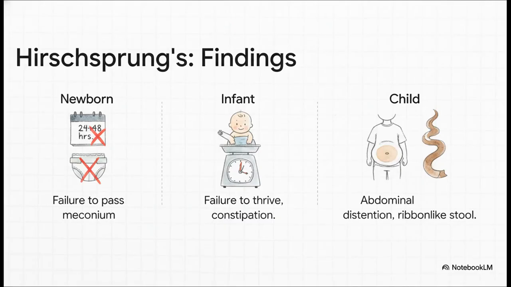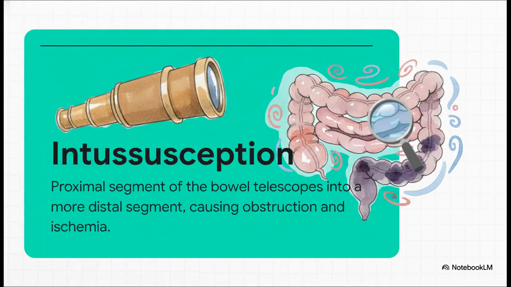How this looks really depends on how old the child is. In a brand new baby, the #1 red flag is that they fail to pass their first stool, that meconium, within the first day or two. In an infant, you'll see a failure to thrive and just awful constipation. And in an older child, any stool that does manage to squeeze past that dead section is often described as very foul-smelling and ribbon-like. Our third major lower GI problem is intussusception.